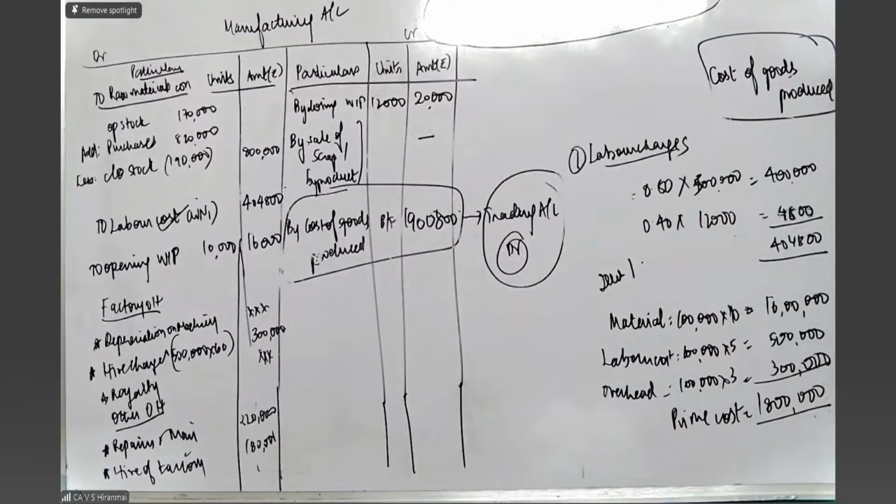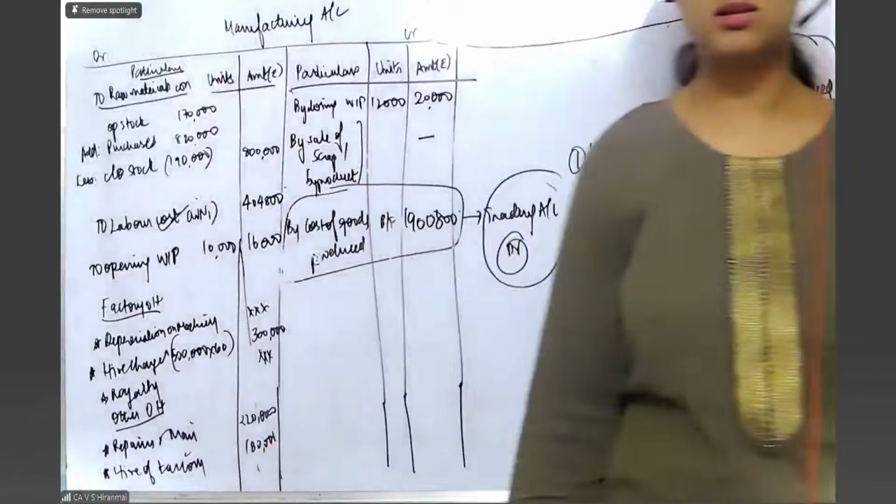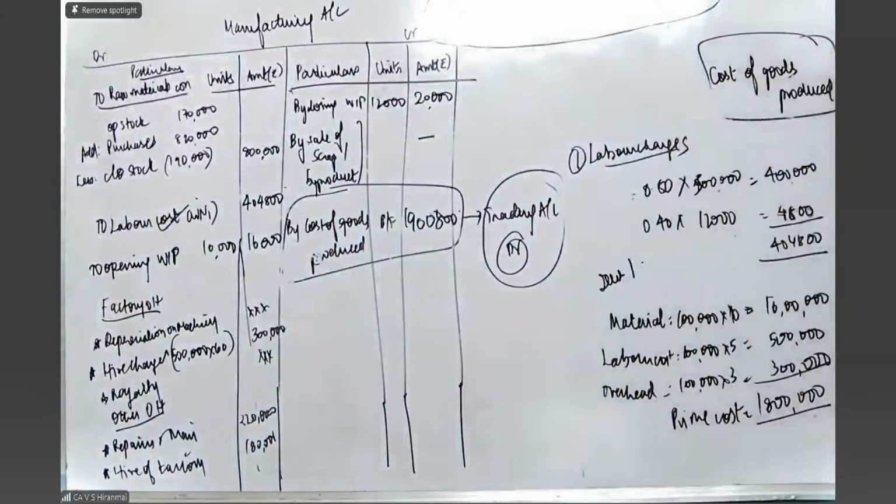Explain the OP part? What is that OP? Other overheads, that is not OP, other overheads, that is indirect expenses. What is indirect expenses? You tell me. Repairs and maintenance to the factory building, hire charges of the factory building. That is the other charges, which is not directly related.